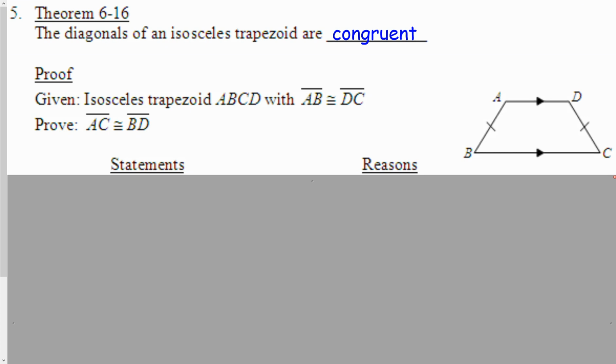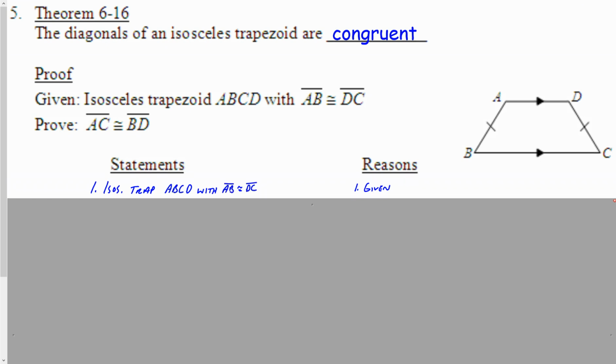We're told the legs, AB and DC, are the congruent parts. So we start out with our given information, like always. And now if we're trying to prove that the diagonals are congruent, it would make sense to draw those diagonals into our diagram. So really, if you look at it, we've created triangles yet again, proving things about triangles, something we have a lot of experience with.